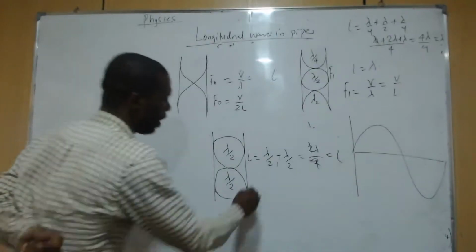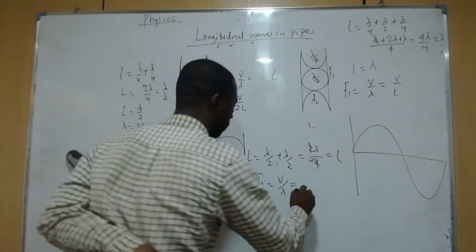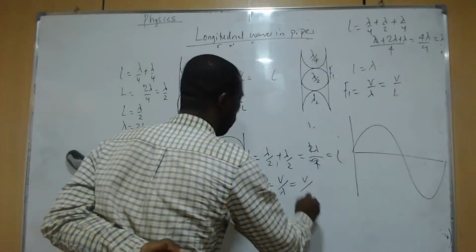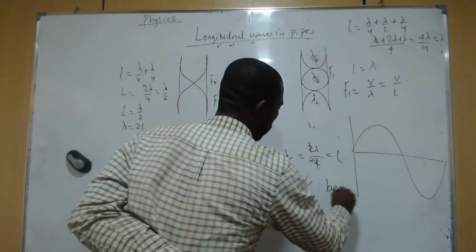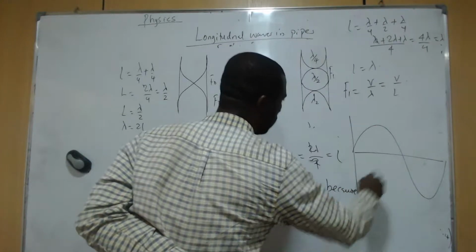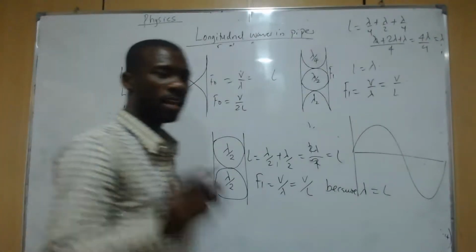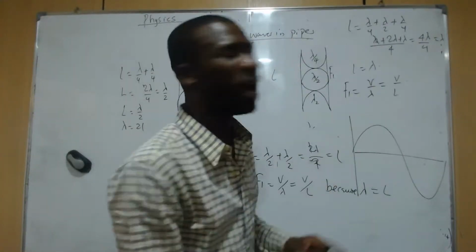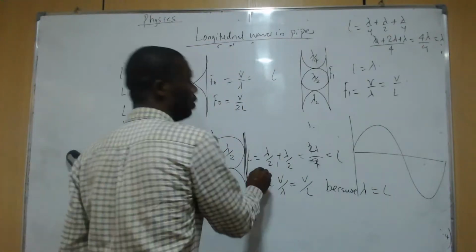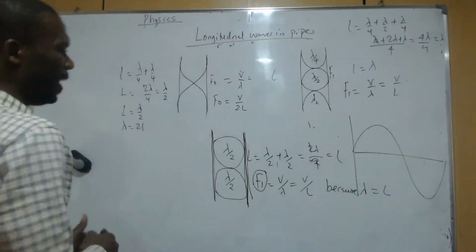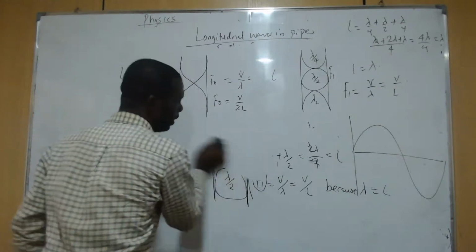In that case, we have that F1 will be equal to V over lambda, which is equal to V over L also, because lambda, which is the wavelength, is equal to the length of the pipe. So it is only in the first overtone that the length of the pipe is equal to the wavelength. That is where lambda is equal to the length of the pipe.